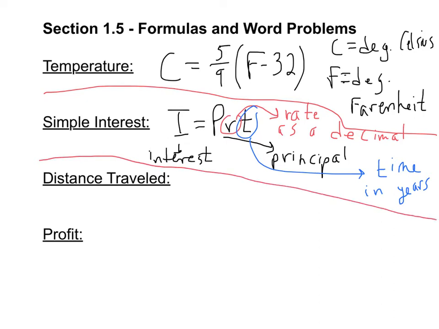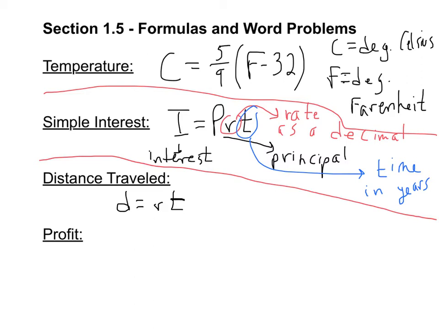The next 2 I would like you to memorize because they're very important, and profit especially just follows from the definition of profit. But distance is a formula you'll see over and over and over again. It'll be on the SAT, PSAT, the GRE if you ever take that, or the ACT, etc. And it's distance equals rate times time, or D equals RT.